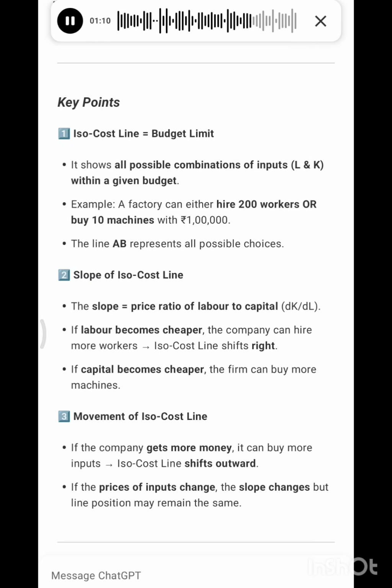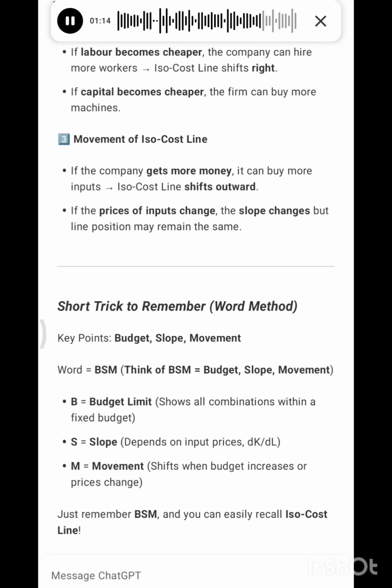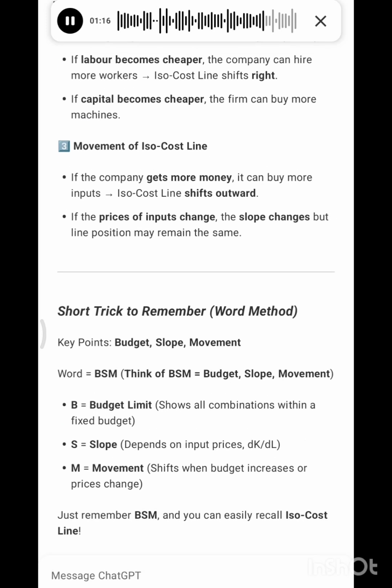Short trick to remember, word method. Key points: budget, slope, movement. Word equals BSM: budget, slope, movement. B equals budget limit, which shows all combinations within a fixed budget. Slope depends on input prices. M, movement, shifts when budget increases or prices change. Just remember BSM, and you can easily recall the ISO cost line.